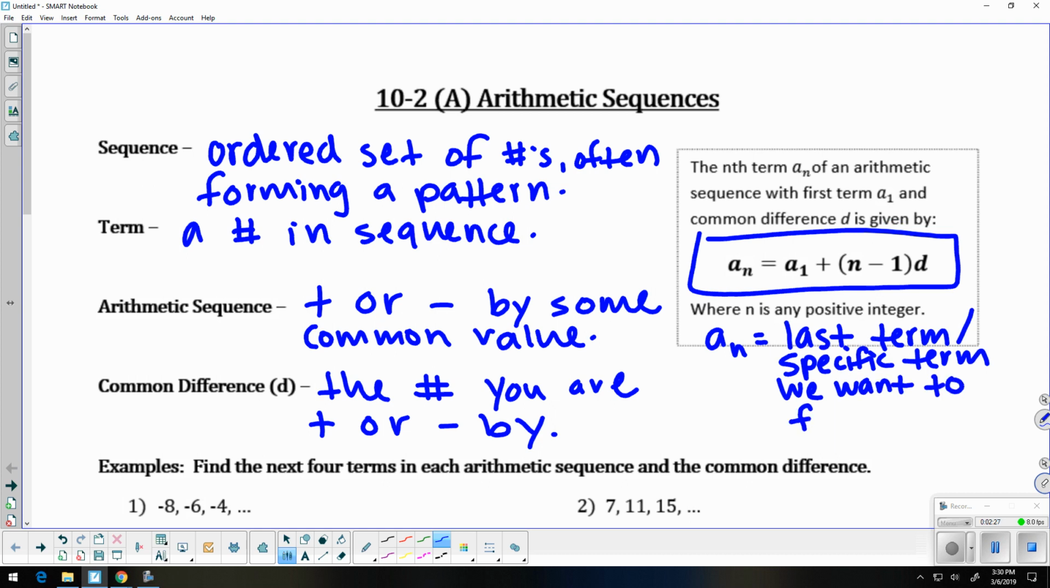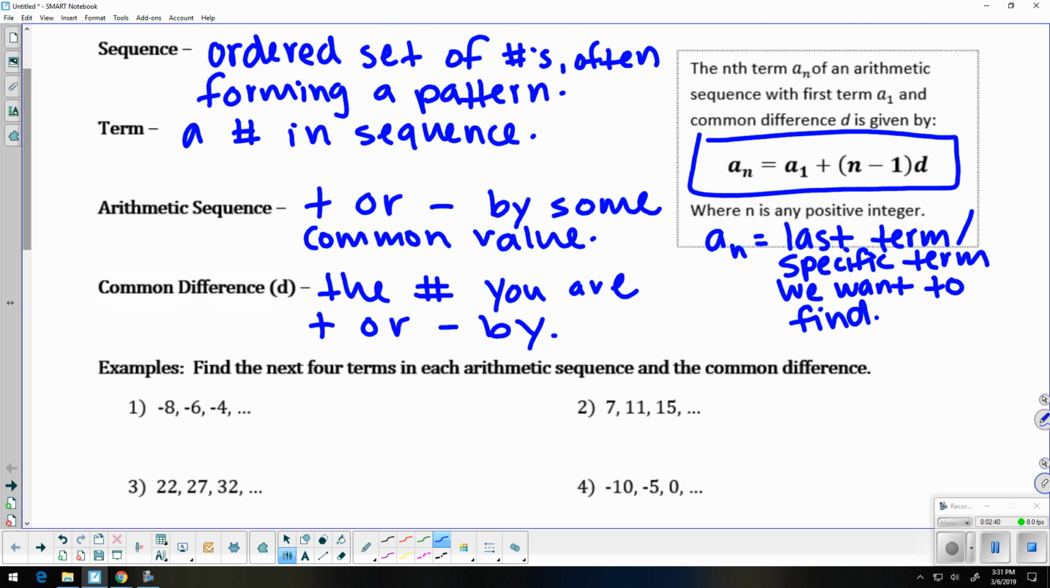For example, if I had a sequence and I asked you to find the 35th term of the sequence, then I'm basically asking you to find a sub 35. So it could be a specific term that we want to find, or it could be the last term of the sequence altogether. A sub 1, the next thing you see in the formula, is easy. It's always going to be the first term of the sequence. The next one is n. Again, that can play a couple different roles. It could be the total number of terms, or it could be a specific term number.